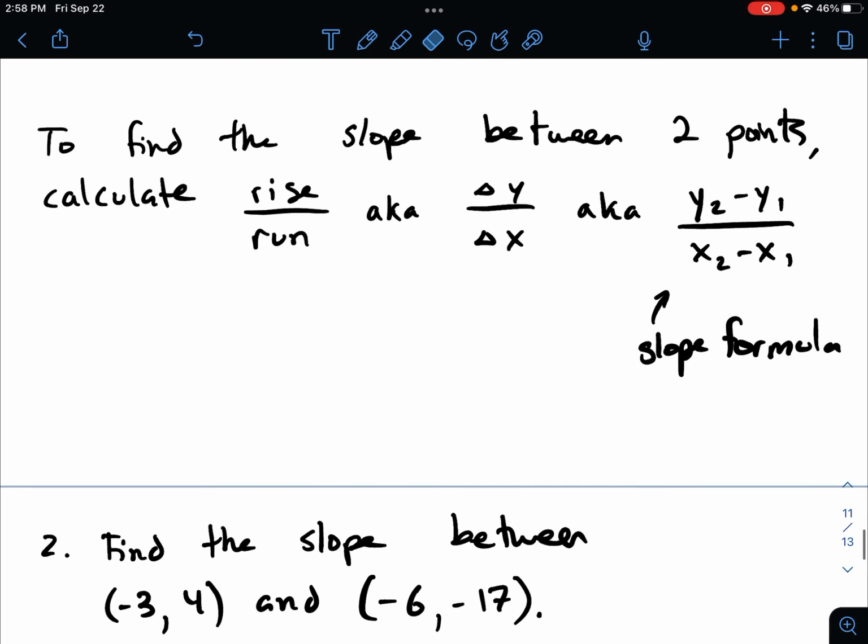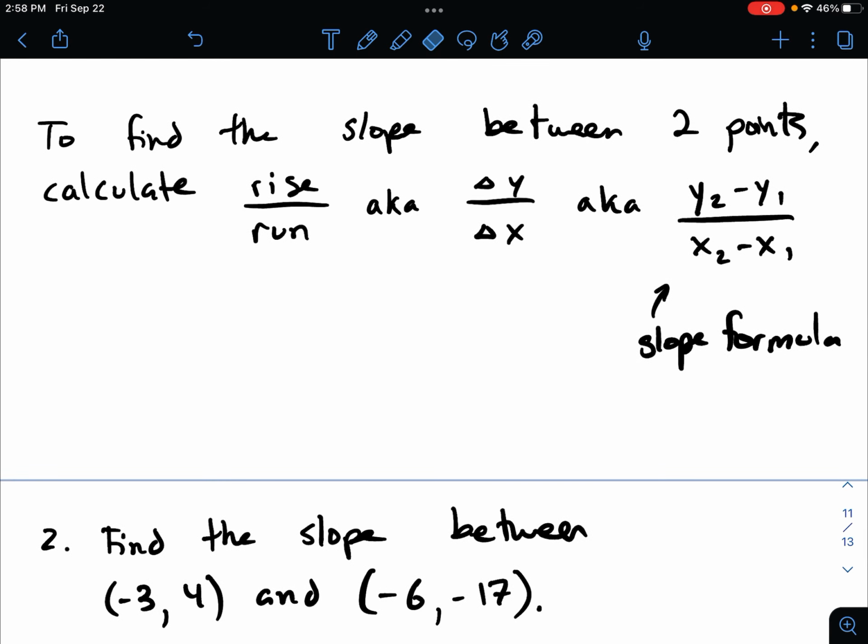If you're asked to find the slope between 2 points, you're going to calculate rise over run, which is also known as change in y over change in x. We typically use what's called the slope formula. The slope formula is just the change in y values, so you subtract the y values, and then you subtract the x values. That tells you the height and then the length, right?